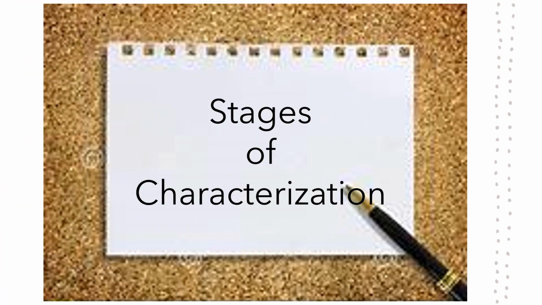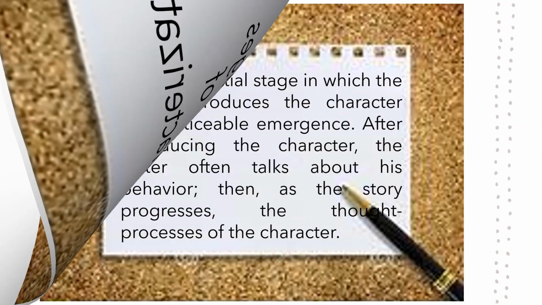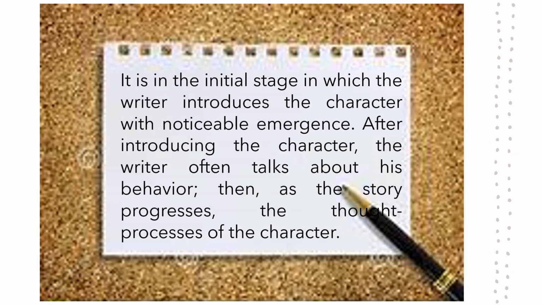Here are the stages of characterization. So on the first stage, this one is the initial one, in which the writer introduces the character with noticeable emergence. After introducing the character, the writer often talks about the behavior. Then, as the story progresses, the thought processes of the character.